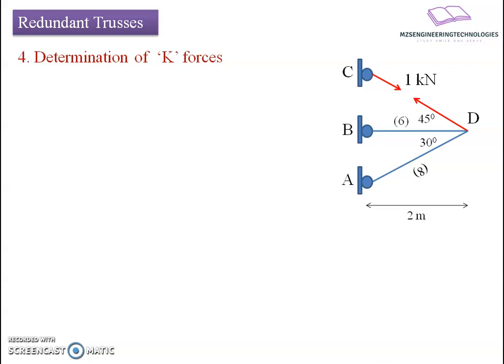After doing so, we will prepare a free body diagram for joint D. The free body diagram at joint D shows that there are three forces acting on the joint. The very first one is the applied unit load in tensile nature. To counterbalance this, I am going to consider a K1 force in a compressive direction, so that the vertical component of K1 will balance the vertical component generated due to the tensile unit load.